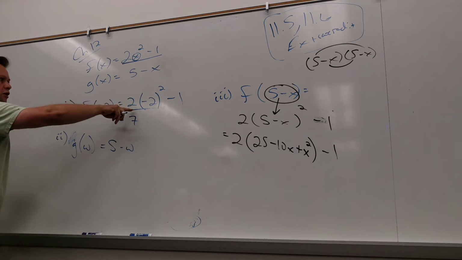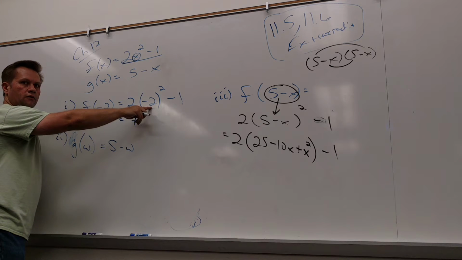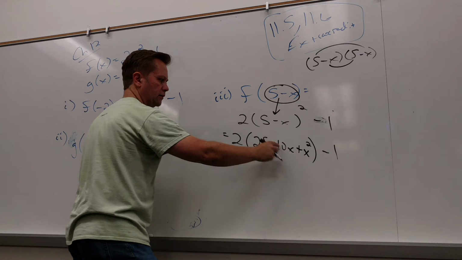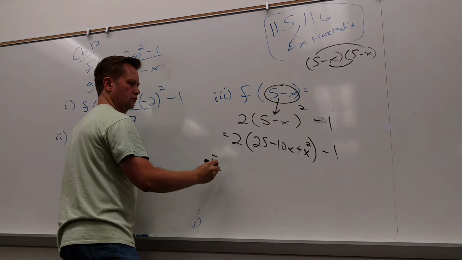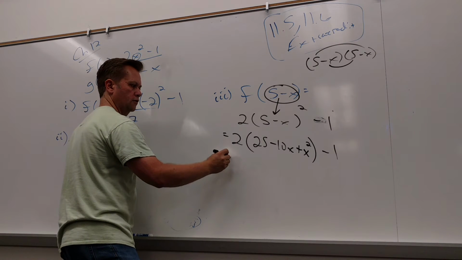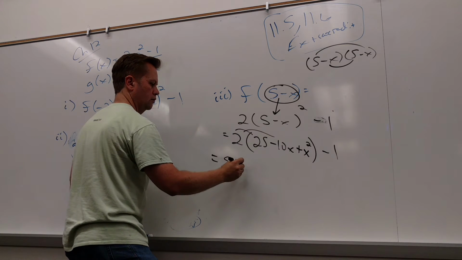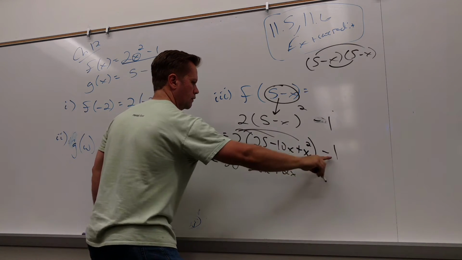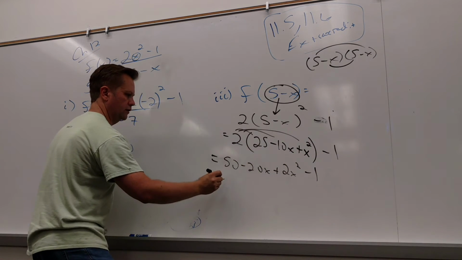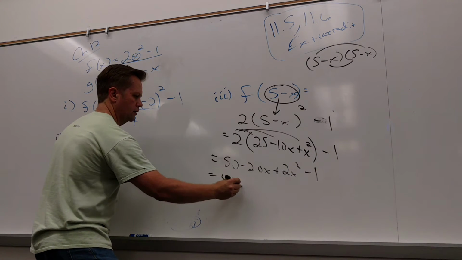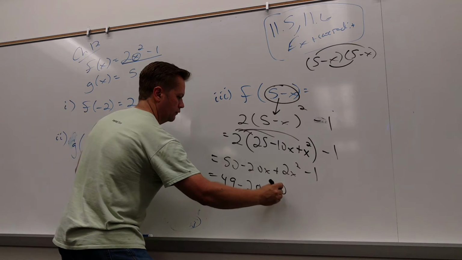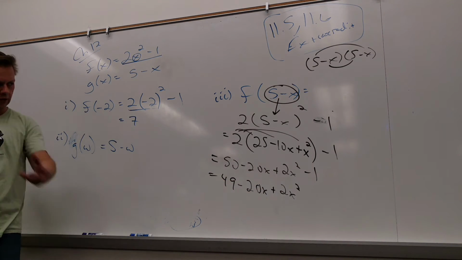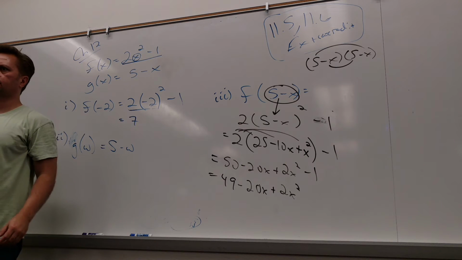So what did we do first here? We squared negative 2. Then we took that and multiplied by 2. Okay, I take that and I multiply by 2. 50. So then I finally get 49 minus 20x. I like it. If you want to, you can turn that around and put it in descending order: 2x squared minus 20x plus 49.